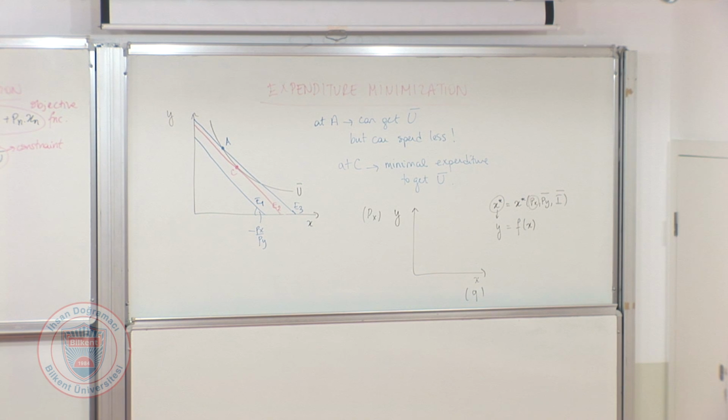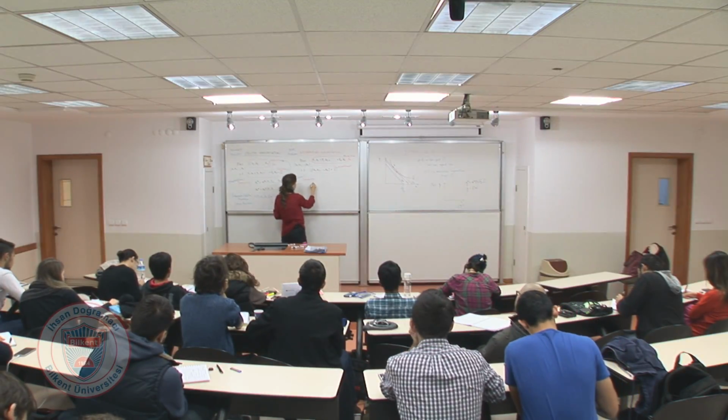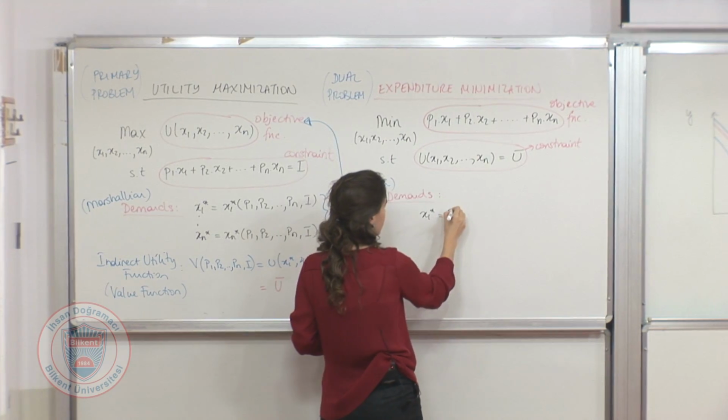These type of demands that we're going to get from here, you'll see, will be called Hicksian demands, because they're due to John Hicks, the economist who found them. So these are called Hicksian demands. Now, suppose I solve this problem. We're going to solve it, don't worry. Suppose I solve this problem, and I get my demands.